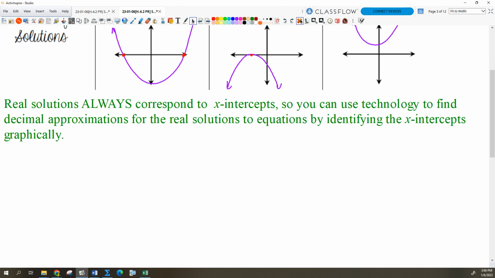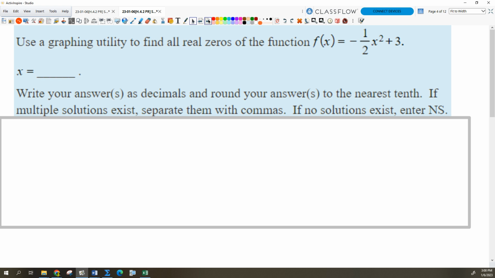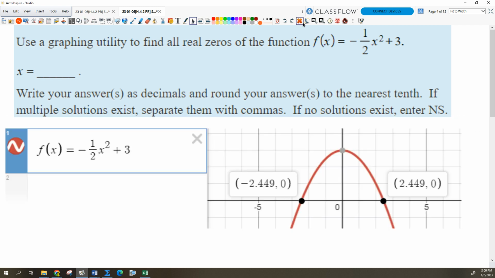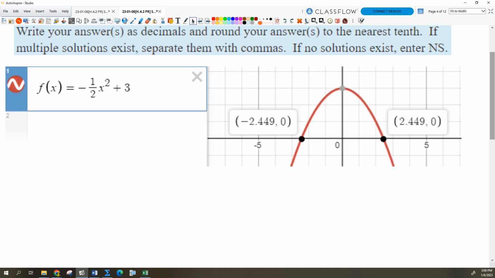The disadvantage is if we're going to use technology to solve an equation, like what about this one? If we want to use a graphing utility to find all the real zeros of that function, well, all I've got to do is just graph the function and look for the x-intercepts. Can anybody tell me what the disadvantage of the technology is? They're decimals. Yeah, they're decimal approximations, right?